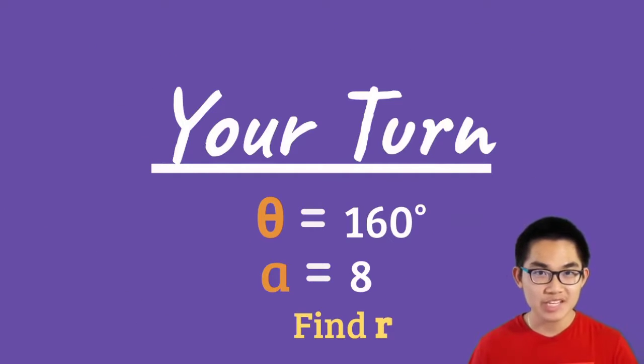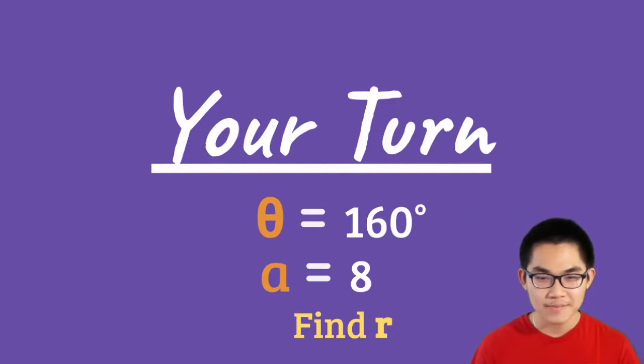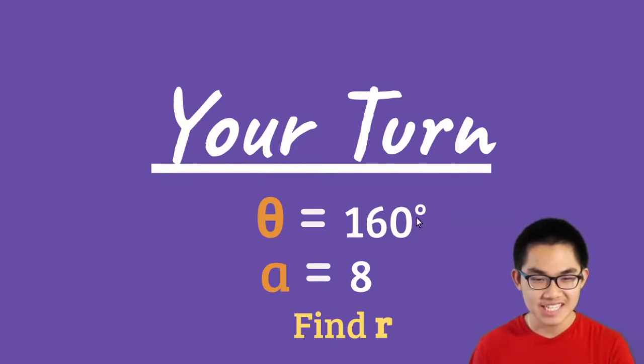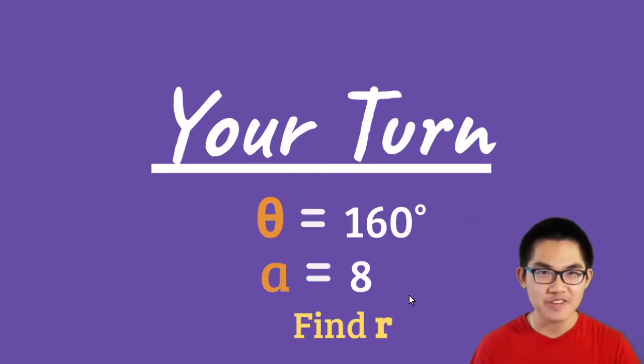And so I would like you to try this on your own. Okay, so the angle is 160 degrees. The arc length is 8 centimeters. Your job is to find the radius using the formula. And so one tip is, as you can see here, the angle is in degrees. Okay, the formula works when the angle is in radians. So you must convert this angle from degrees to radians first.